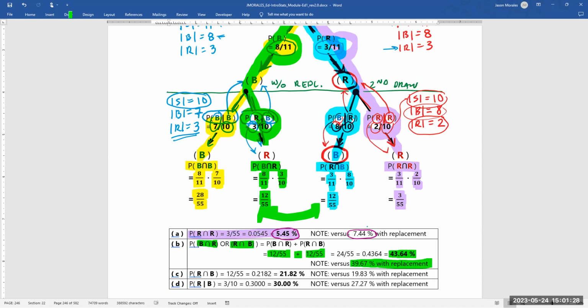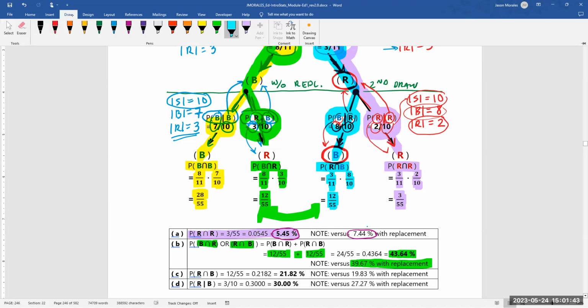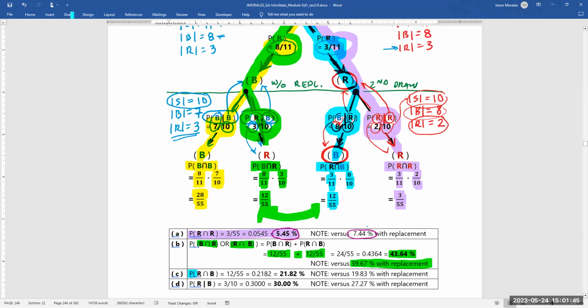And let's look at a third example. So getting red first and then blue second. So let's take a look. That's going to be this color. So if we look at the probability of red first and blue second, that comes out to 21.82%, and compare that to 19.83% with replacement.